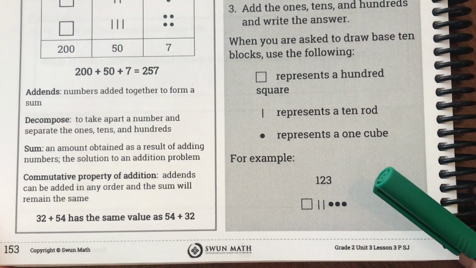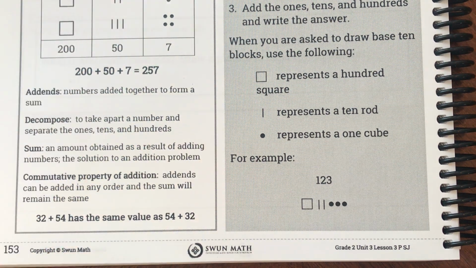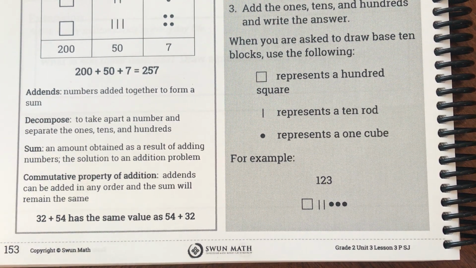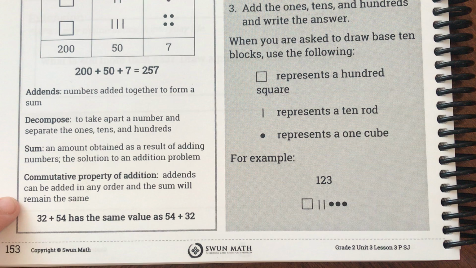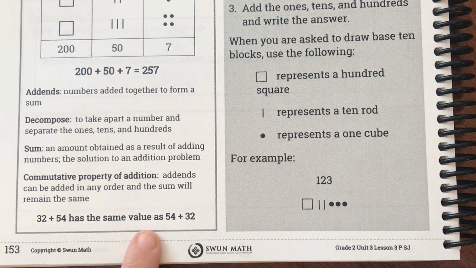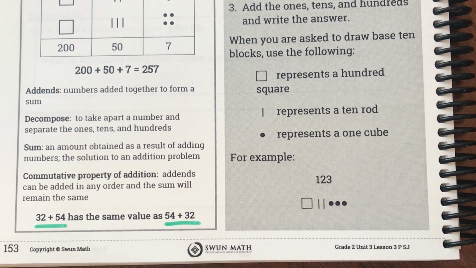A couple reminders: add-ins are the numbers that you're adding together. The answer is called the sum, which is down here. It tells us to decompose. Decompose means we're just going to break our number up into the ones, the tens, and the hundreds. This one is the commutative property of addition. It says add-ins can be added in any order and the sum will remain the same. So look what they did here. They said 32 plus 54 has the same value as 54 plus 32. So they just switched the order of the add-ins.